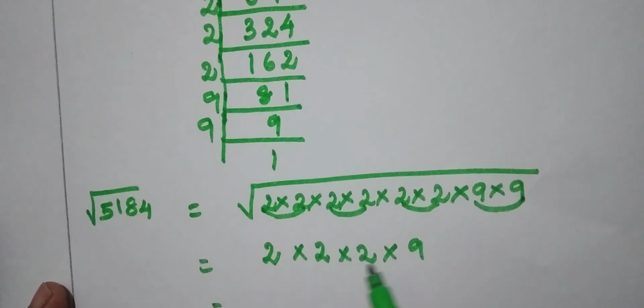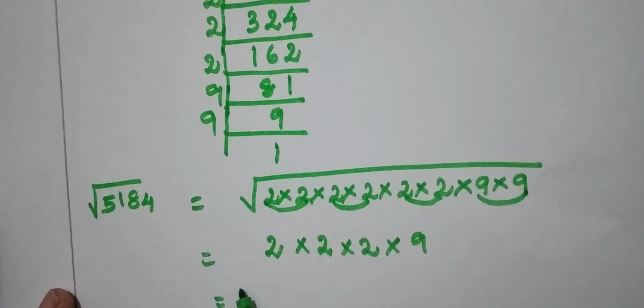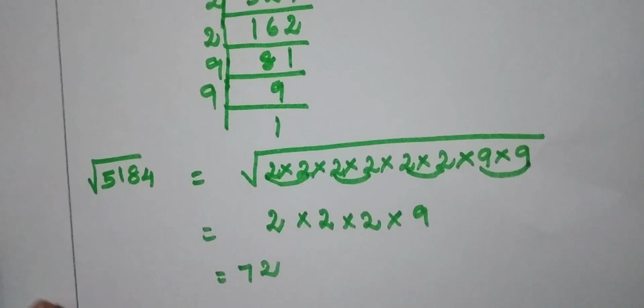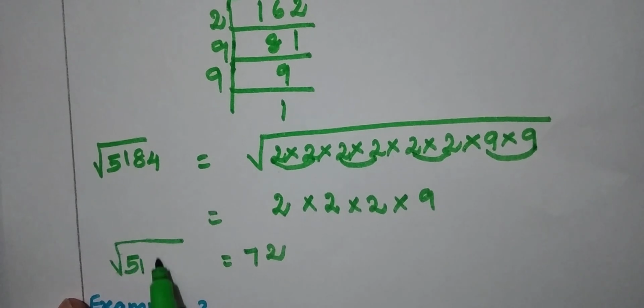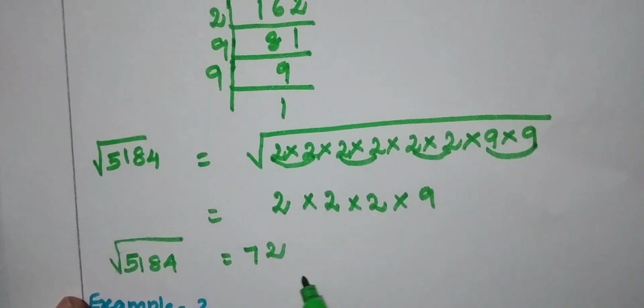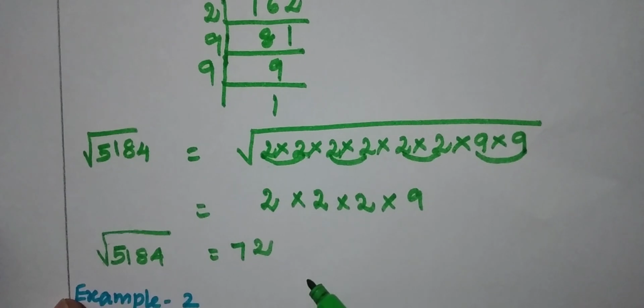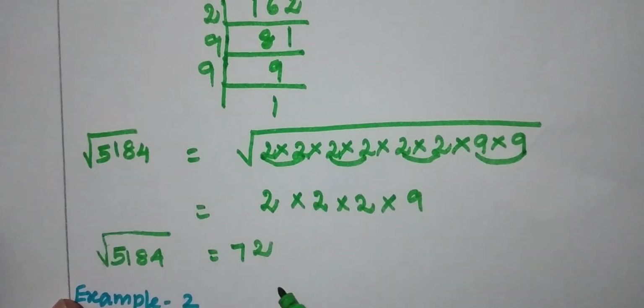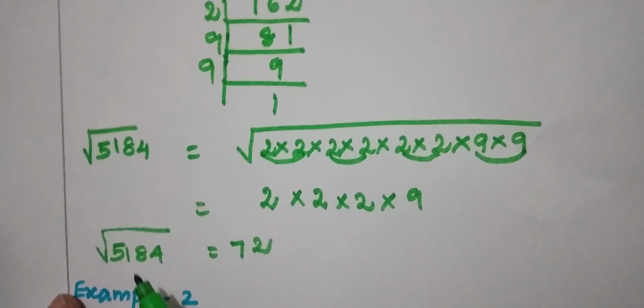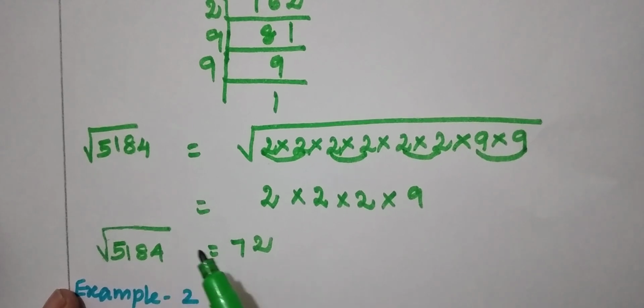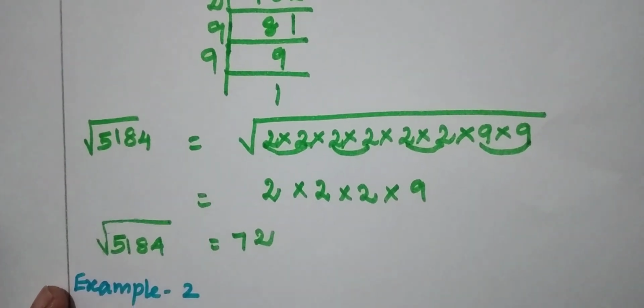Now you multiply these numbers, 2 2s are 4, 4 2s are 8, 8 9s are 72. So the square root of 5184 is equal to 72. You can cross check your answers by multiplying 72 into 72. Obviously you get the number 5184. Is it clear, children?